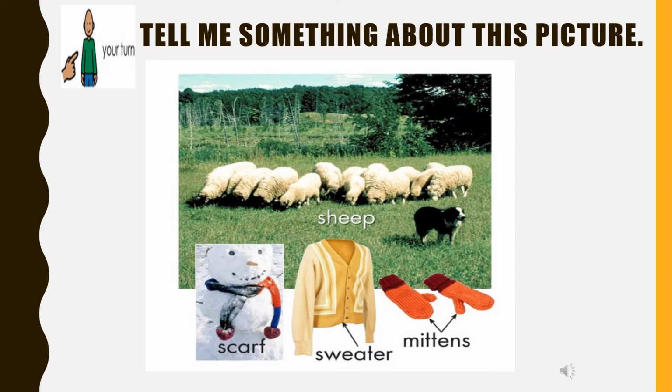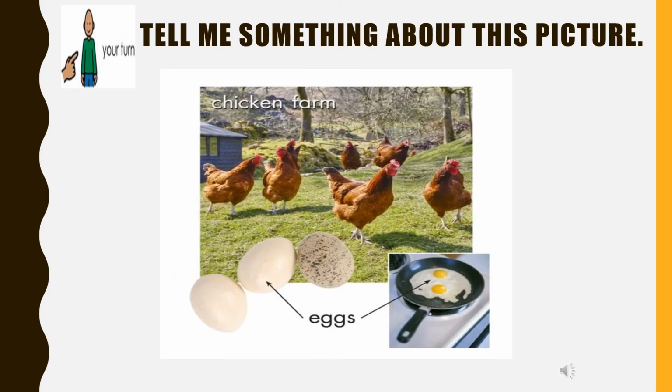My turn. I see sheep eating grass and I see a dog standing in the picture. But I also noticed that there is a scarf, a sweater, and mittens. So I'm wondering, why is there a picture of clothes in the same picture that I see sheep? Your turn. Tell me something about this picture.